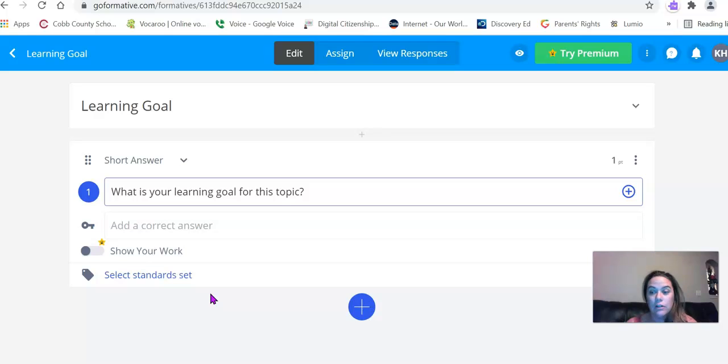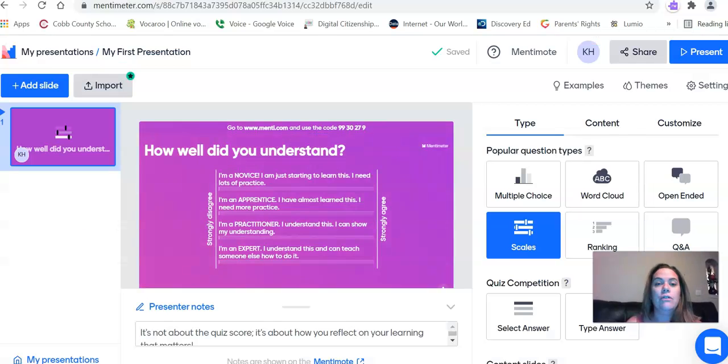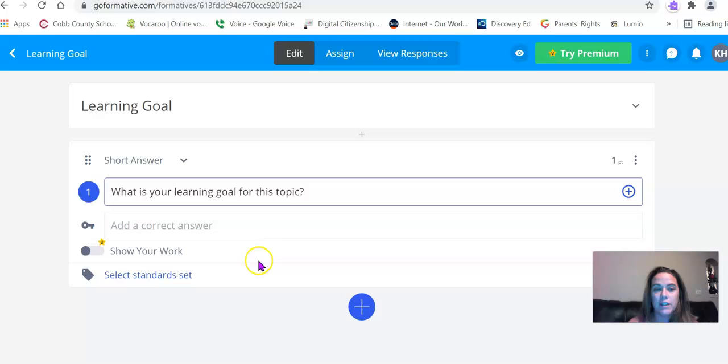I can see too how many kids felt good about it, how many kids need more practice, because I have all those things on the screen in the tabs already ready to go. And even when they're reflecting on their learning goal, I could be looking at their results. And the students should practice saying, my learning goal for this topic is, and they can use their answers from here. So if they said that they're an apprentice, they can use these descriptors. I've almost learned it, but I need more practice. And then they can say what they need more practice in.